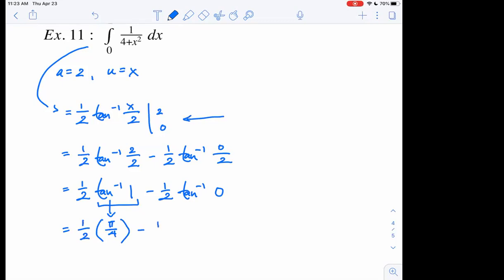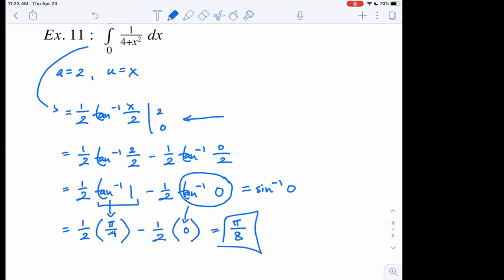And then the next part is asking where the tangent is equal to 0. And this is actually always going to be the same as when arcsine equals 0, okay? So that's going to give us 0 radians. And when we clean that up, we'll get pi over 8 as our answer.